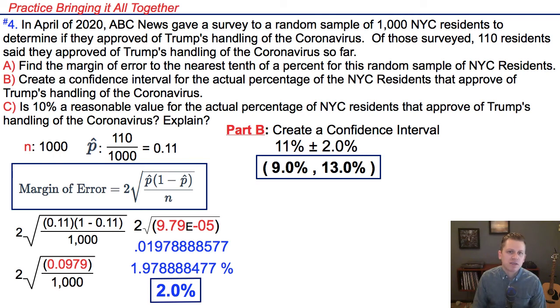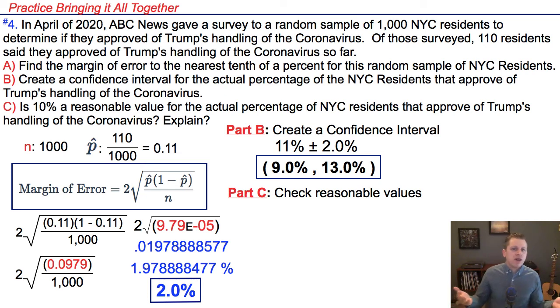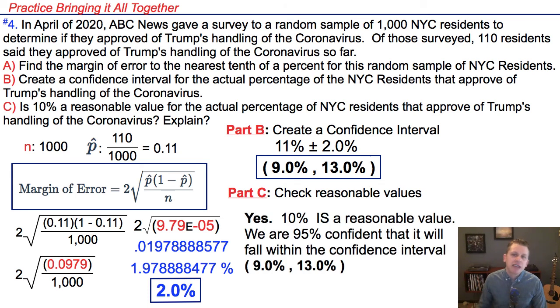So we're pretty sure that somewhere between 9% and 13% of New York City residents approve of Trump's handling of the coronavirus. Part C is going to ask us to check for a reasonable value. We want to know, is it possible that 10% of New York City residents approve of Trump's handling of the coronavirus? The answer is yes. 10% is a reasonable value because it falls within the confidence interval from 9% up to 13%.